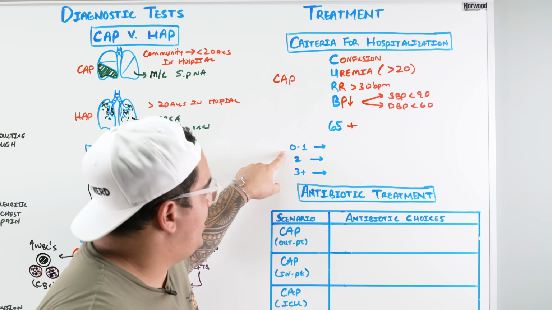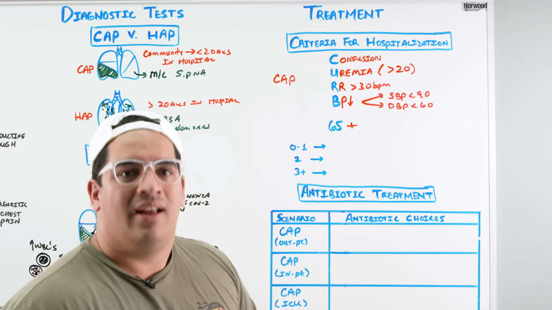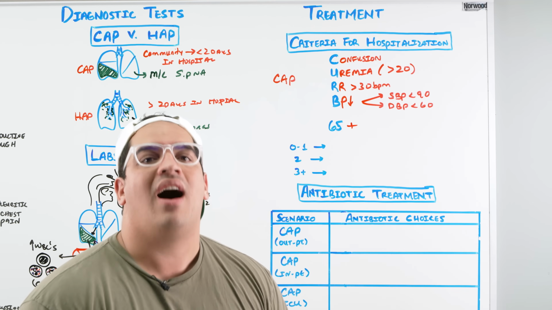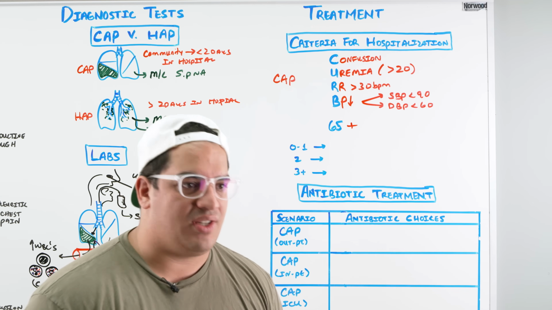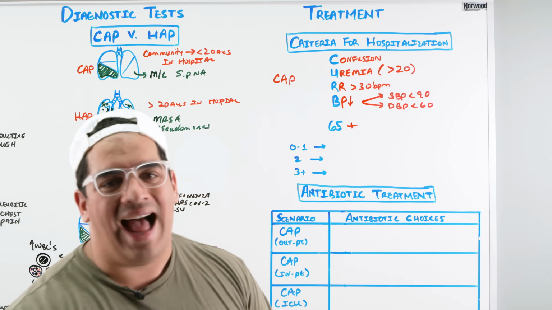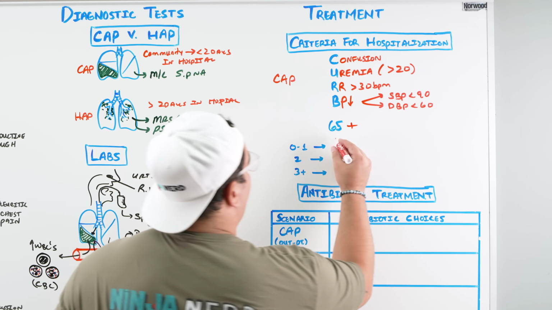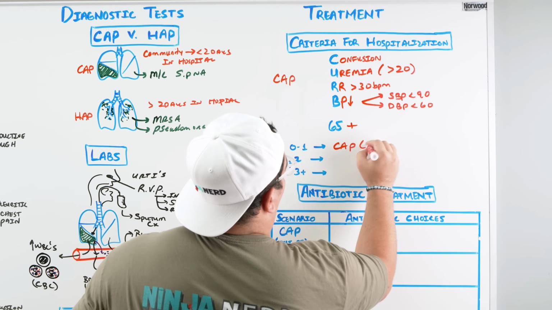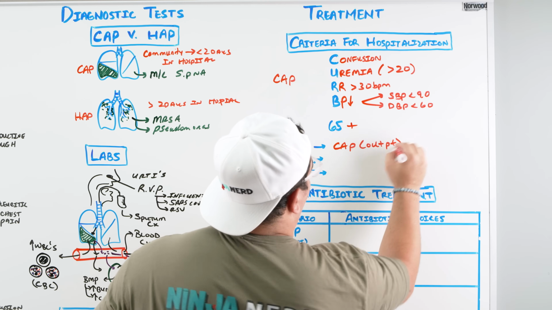If their score is 0 or 1, that's a patient that I feel relatively confident does not have sepsis, multi-system organ failure, and can decompensate. I can send these patients home. So this would be a CAP outpatient, okay?